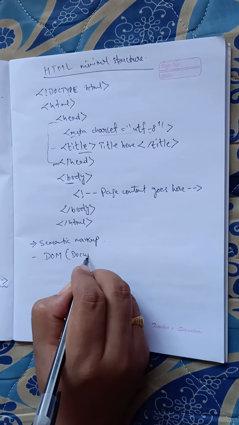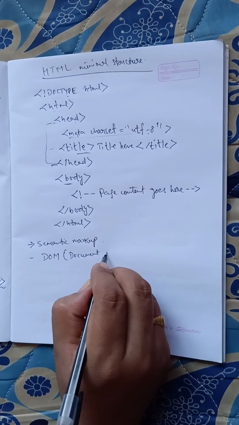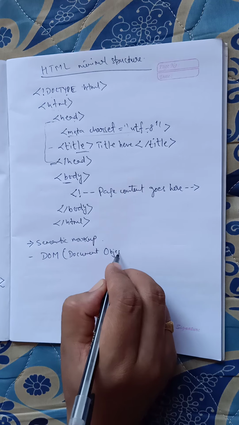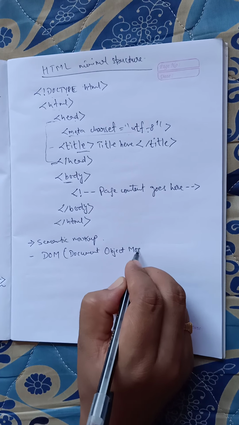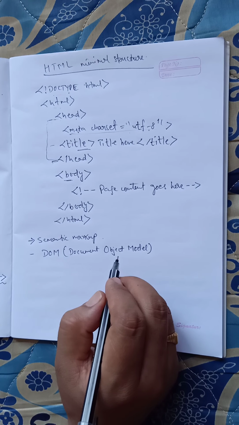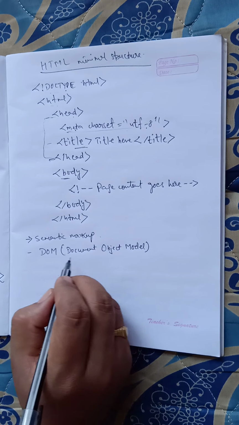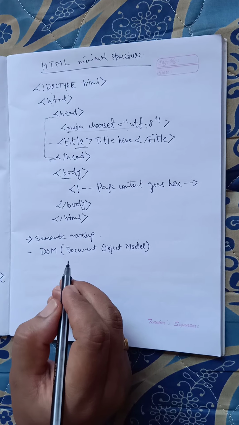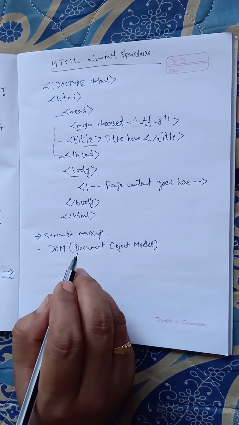The way the elements relate to one another forms an outline-like structure called the document object model. Details we'll be discussing about it. So this document object model is the foundation on which we can apply styles and scripts.